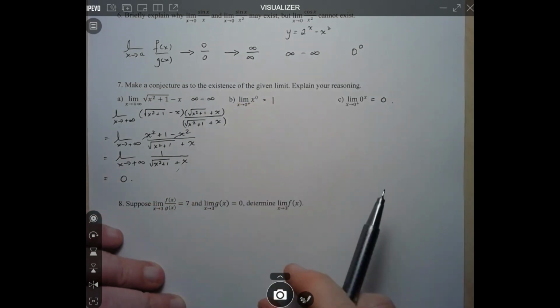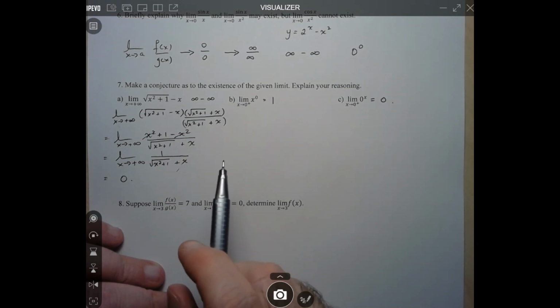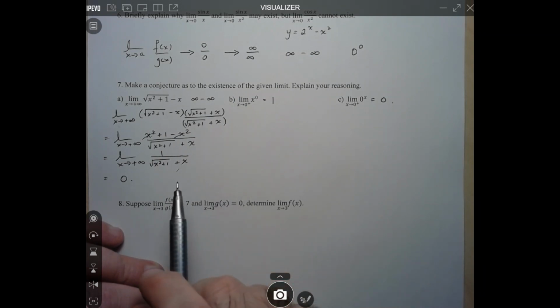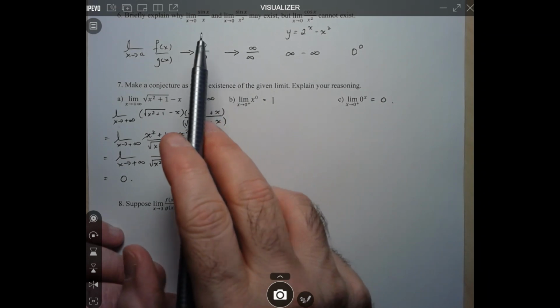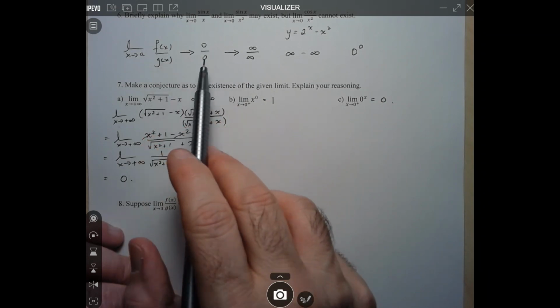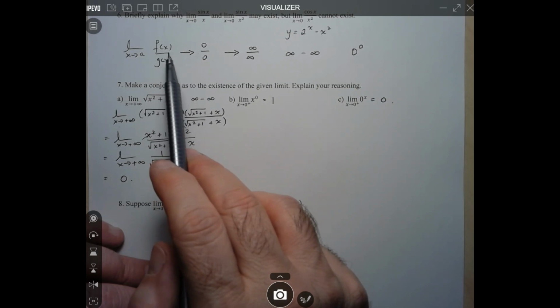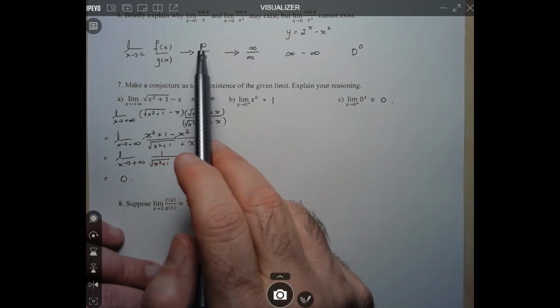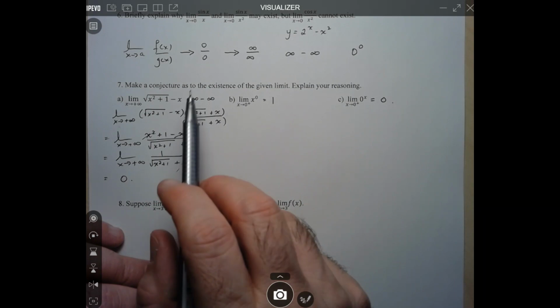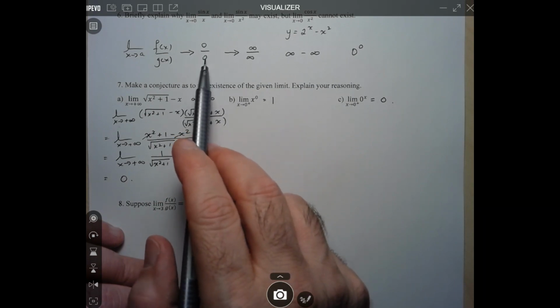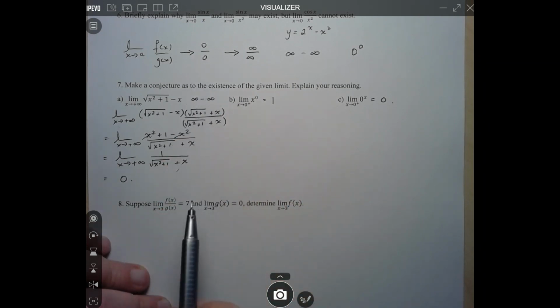Now I want you to use this idea, that if I've got a quotient and the denominator is approaching 0, the only way for the limit to exist is if the numerator is also approaching 0. Because remember what we found. If it was only the denominator approaching 0, the limit did not exist. So I want you to try to use that idea to solve this problem here. At this point we're going to pause the video and give about 5 minutes to work on this problem.